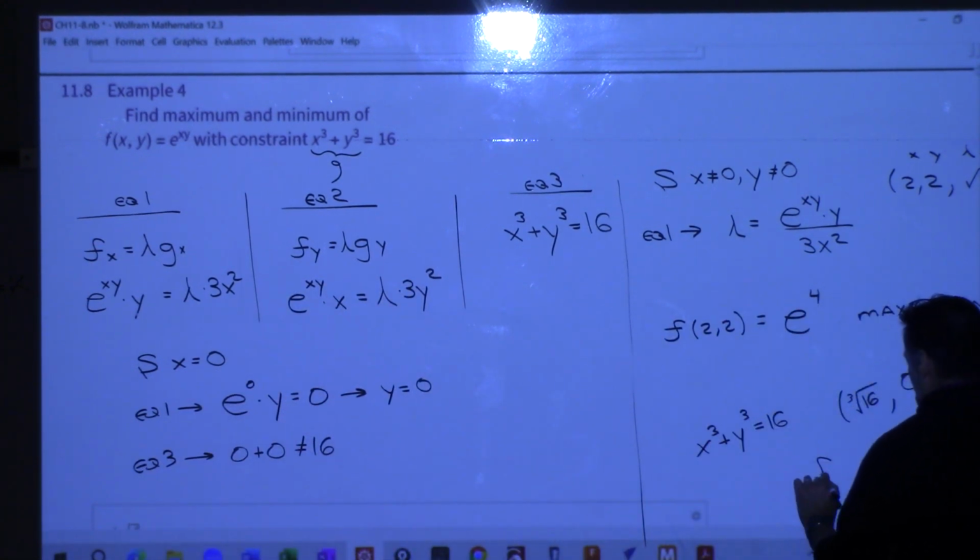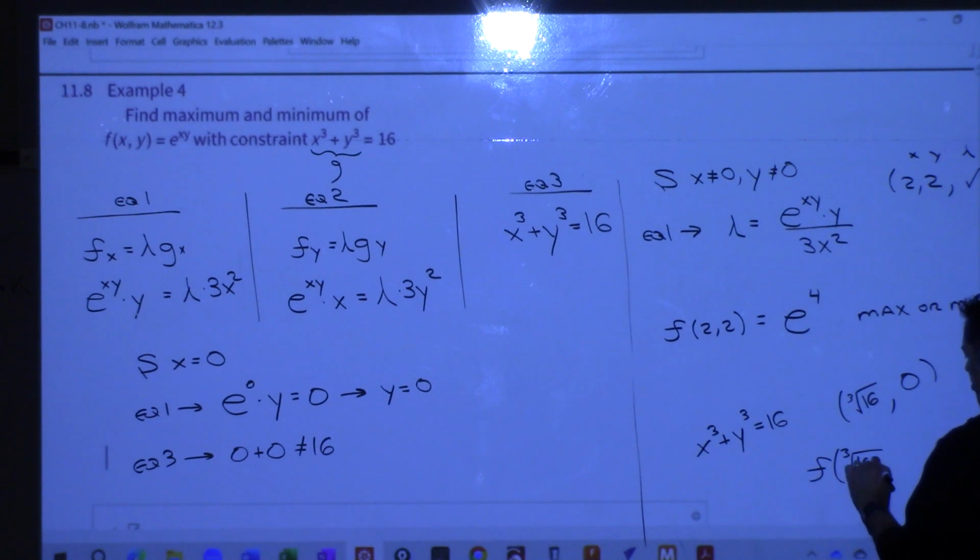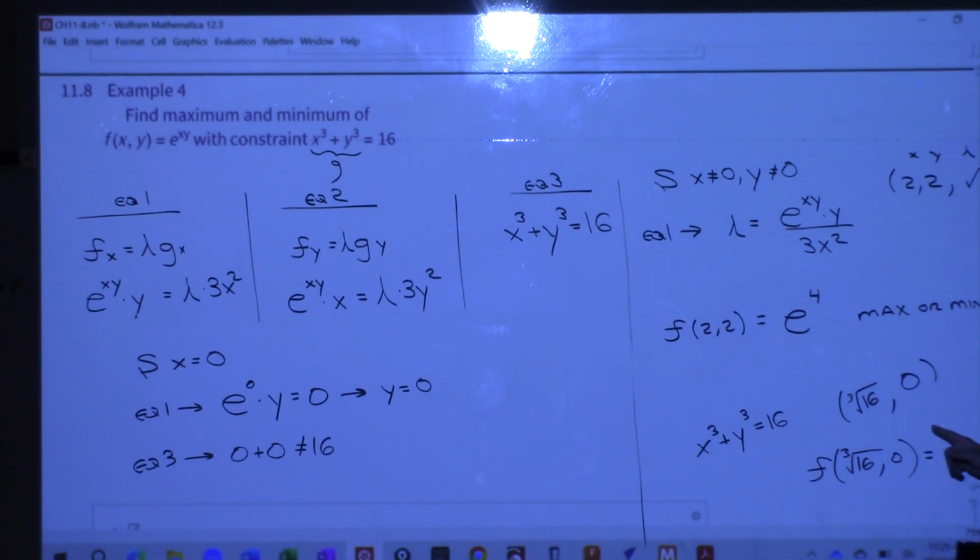What is the original function evaluated at that point? E to the what? E to the 0, which is 1. So remember, Lagrange tells us this is either a max or min. I don't know what it is. But I found another point in the domain, I plugged it into the function, and the answer is 1. What's bigger, e to the 4th or 1? E to the 4th. So that means that has to be a max, because if it was a min, then this would have to be smaller than this. So that means this is a max.